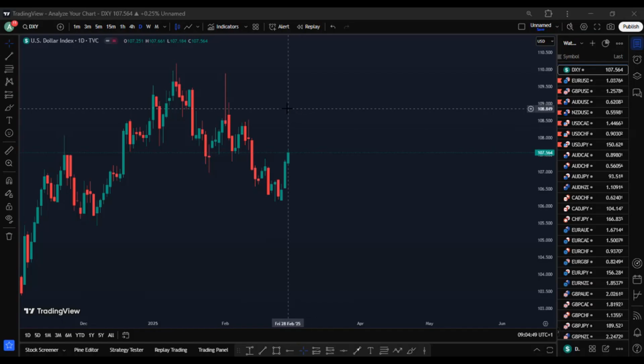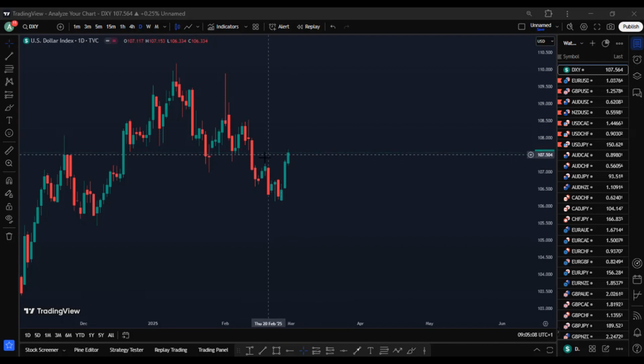Now, as usual, we are going to be taking a quick look at the dollar index. Looking at the dollar index on the daily chart, you can see that we are now bullish on the dollar index. Why do I say this? Because as you can see clearly, we created a lower low, a lower high, a lower low, a lower high, and a lower low, and price broke through that high here. So we are now clearly bullish on the dollar index.